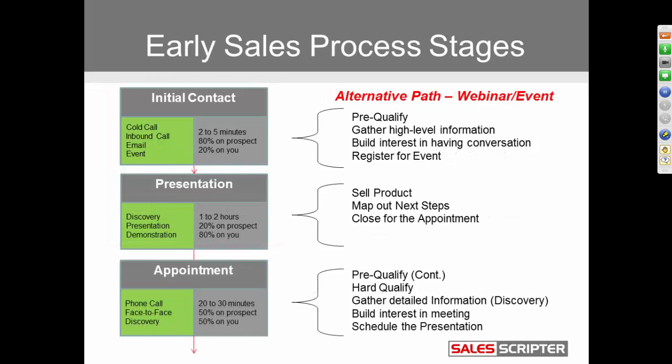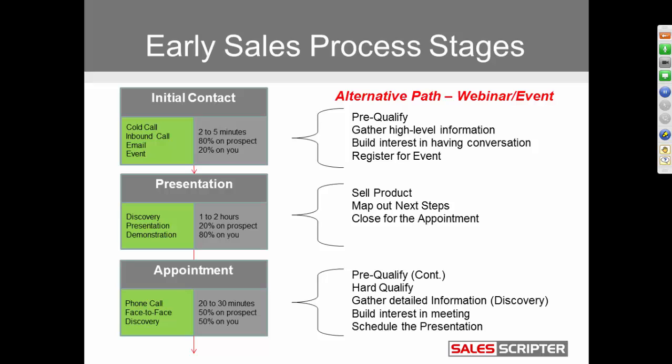Here's a webinar / event path, and believe it or not, this is what you're on right now with this session today. There was an initial contact that went out to you, and that was an email invitation to attend an event. We didn't speak or anything, but I communicated my message to you through an email. You agreed to register. Now here you are at that second stage, which is presentation. So I'm presenting to you a webinar. The next step in this process might be an appointment.